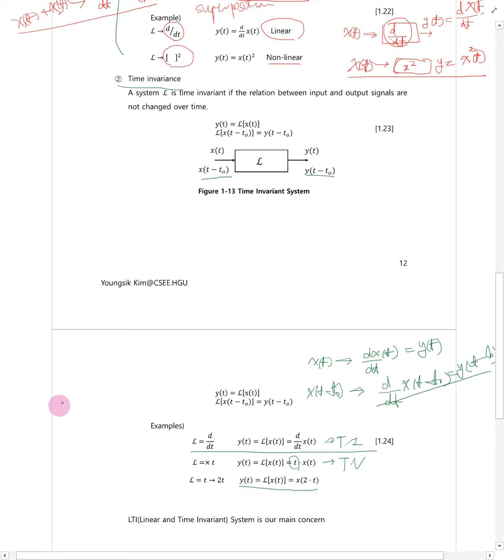This next one is a little bit tricky. Let's look at this kind of system. x(t) is applied to the system, which replaces t with 2t. It is a time scaling system, and y(t) equals x(2t). Let's check whether this system is time invariant or time variant.